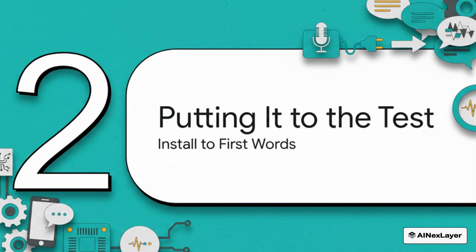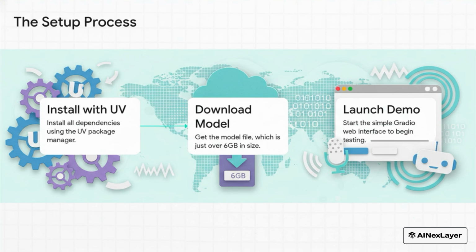All right, that's enough of the theory. It is time to actually put this thing to the test. Let's walk through what it was like to get it up and running. On paper, getting it set up looks surprisingly simple. You just use this thing called UV to install what it needs. You download the model, which is a little over 6 gigs, and then you fire up a simple web page to use it. For an AI this complex, that is about as user-friendly as you can get.